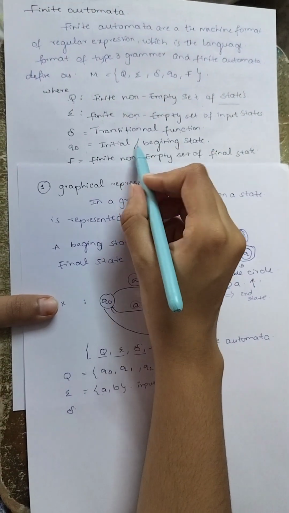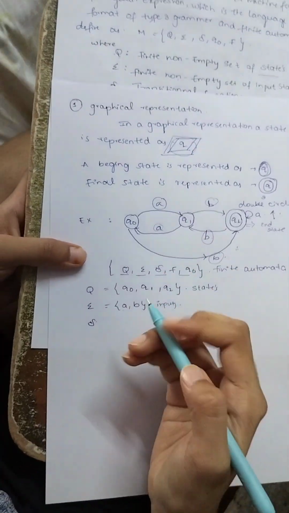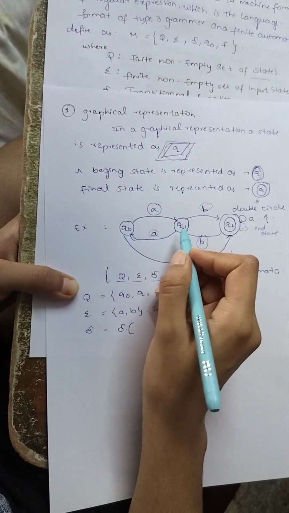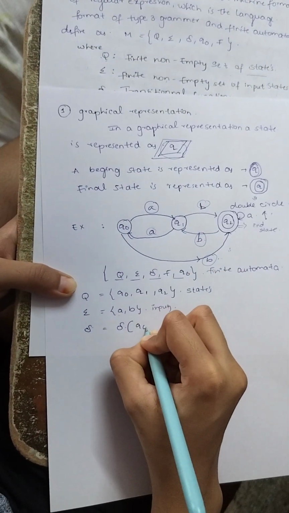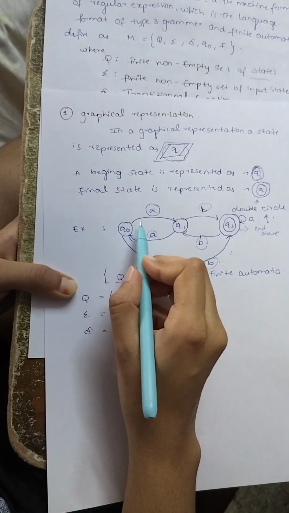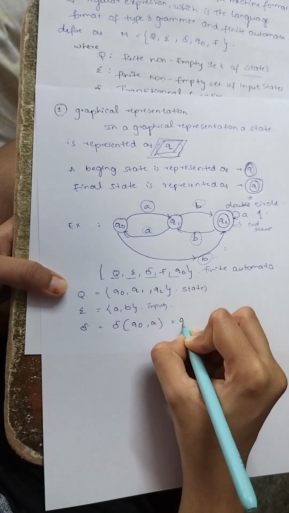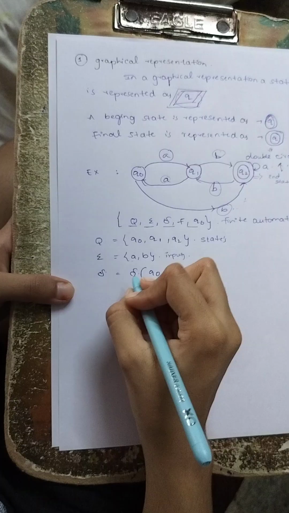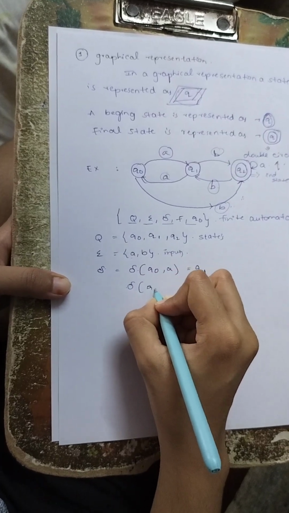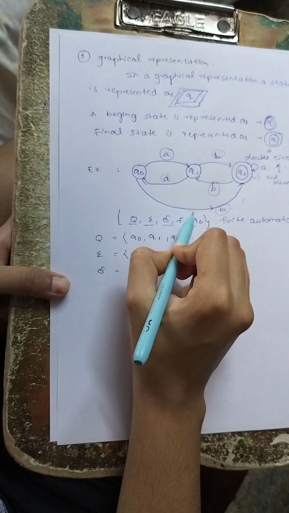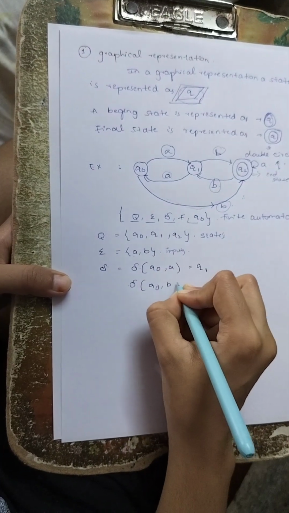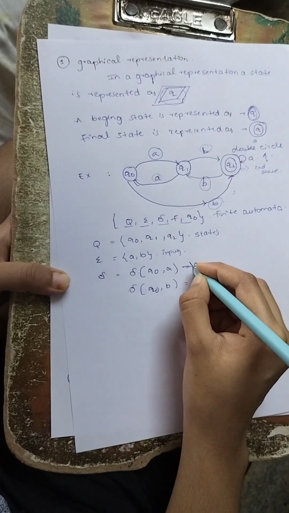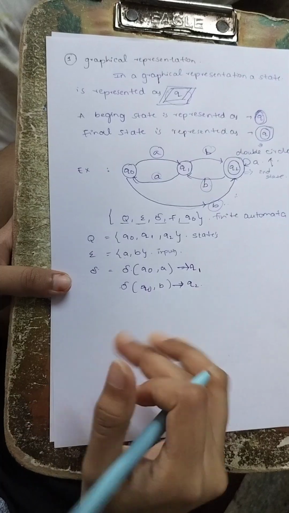Let us see the transition. Again delta, we have seen transition functions. Now we want to represent the transition as a delta. Here from Q0 comma A, the Q0 is traveling to Q1. So now we are going to write it as Q1. Again Q0 comma B, it is traveling to Q2. So Q0 comma B is equal to Q2. In this way we are going to represent the transition function.